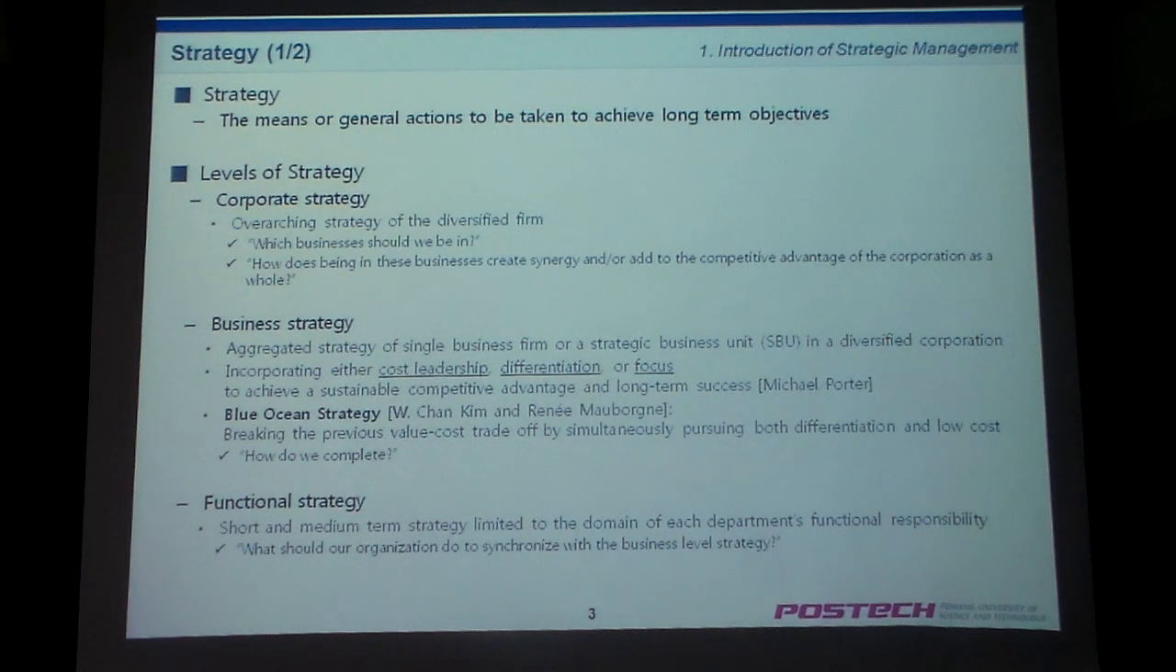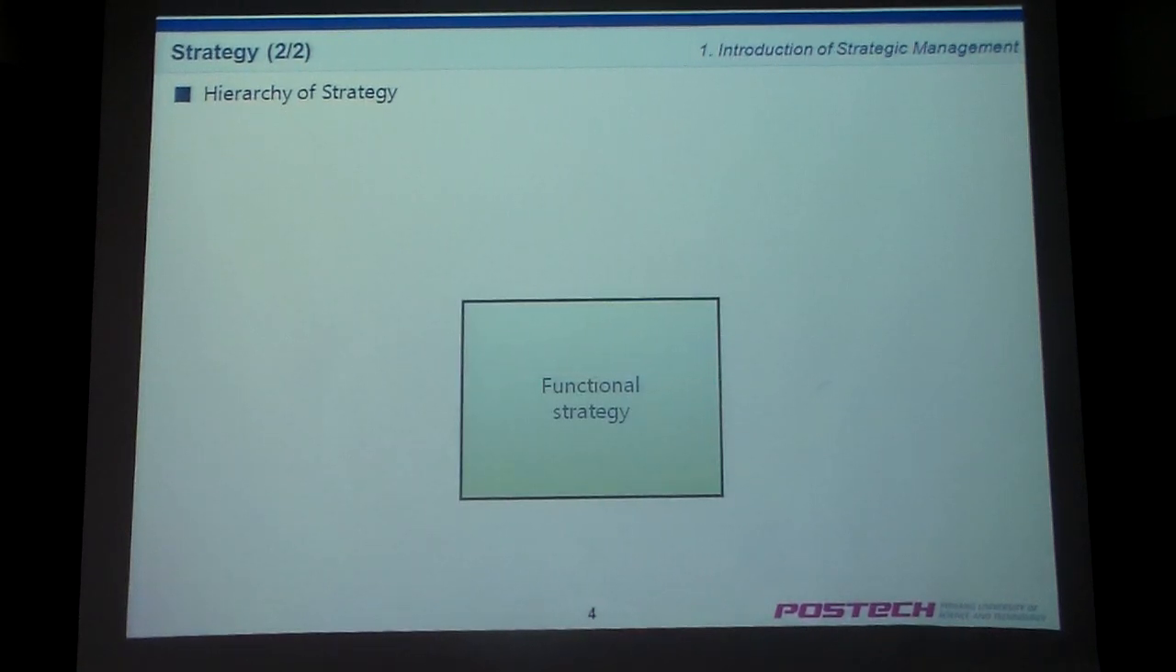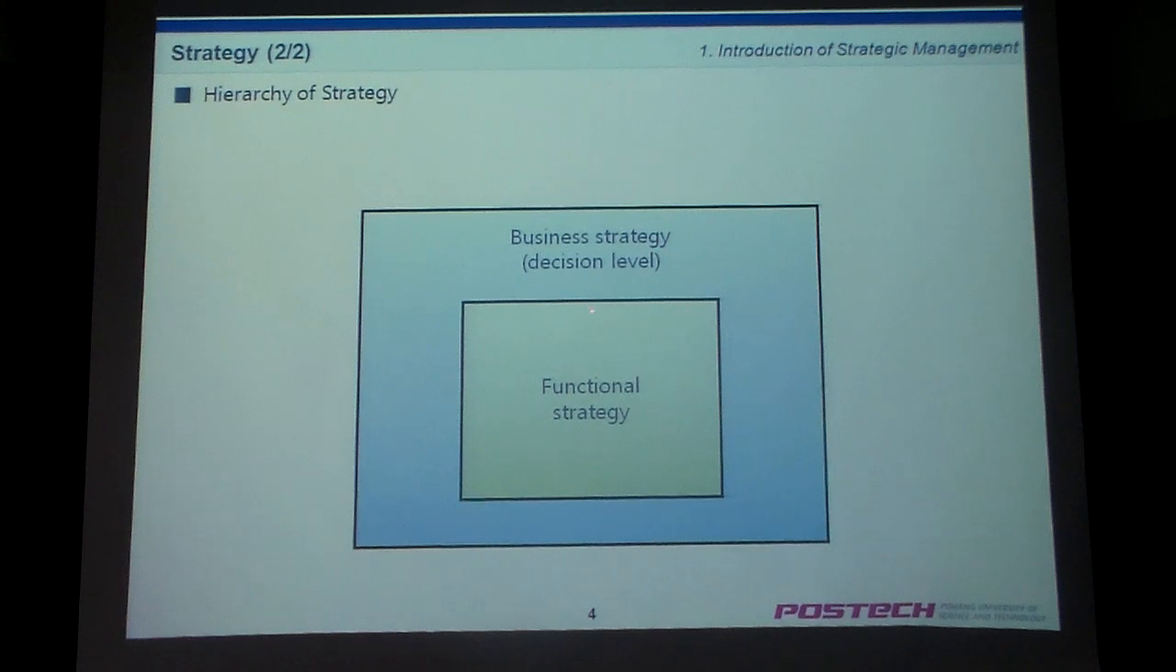And functional strategy is the value chain. You just understand inside your company your functions and your processes. That's your functional strategy. Hierarchical strategy: this is your functional strategy, and then business strategy at the division level, and then corporate strategy.